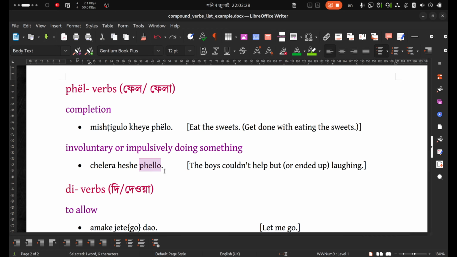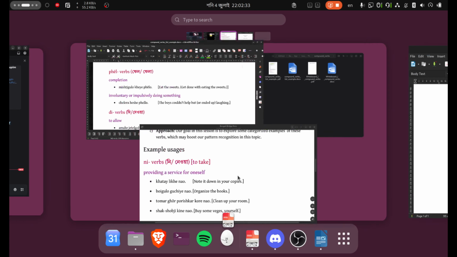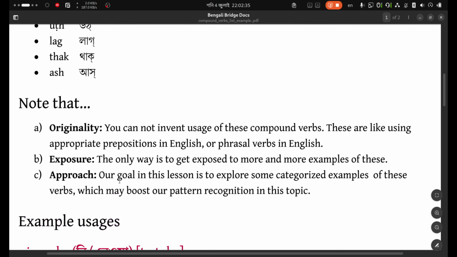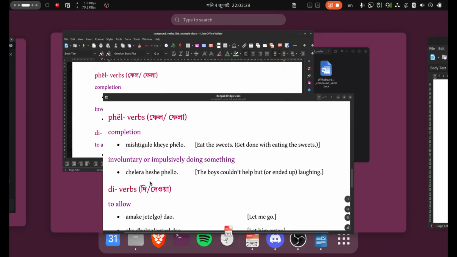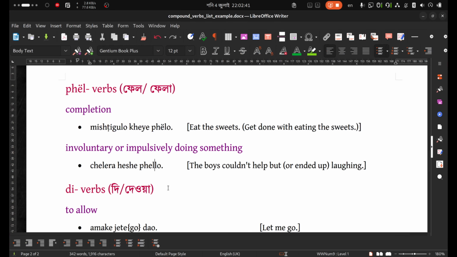This word is not hello. There are two L's, two law sounds. Sorry, yeah, here it is. Phelo. Okay. To avoid this error, I usually put a hyphen there. Okay, got it. And would you like to make some sentences?